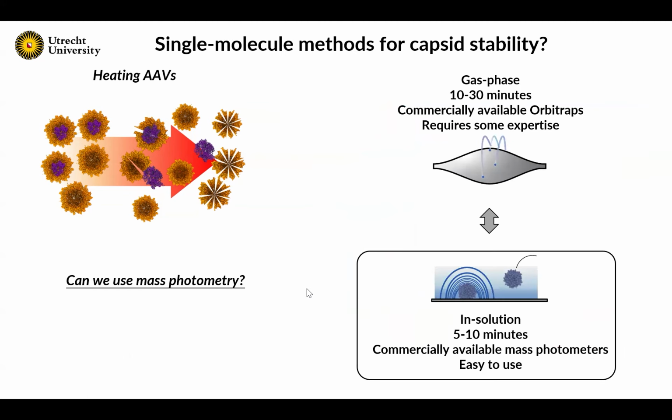Okay, then how about mass photometry? It's really easy to use. It's in solution and can be very quick. So we're really interested in, can we apply mass photometry on our heated AAVs?